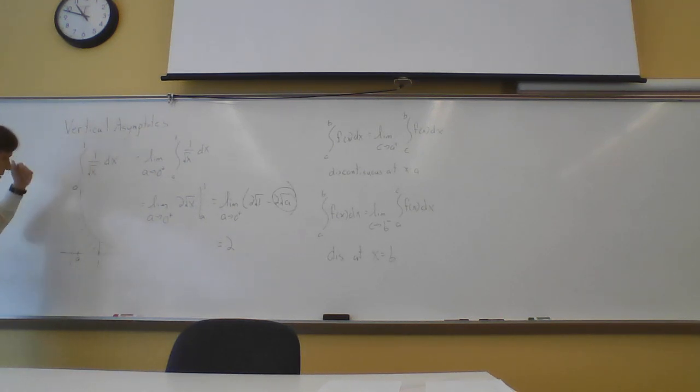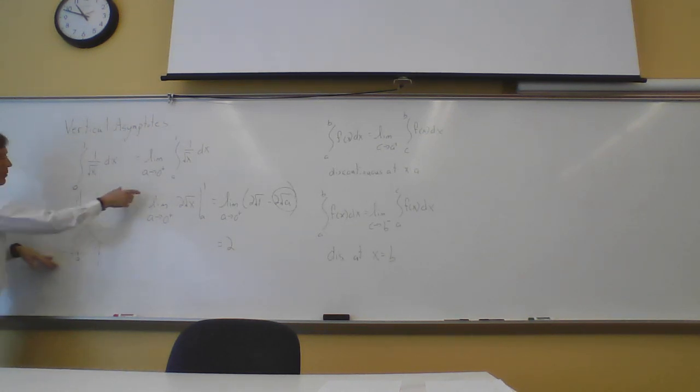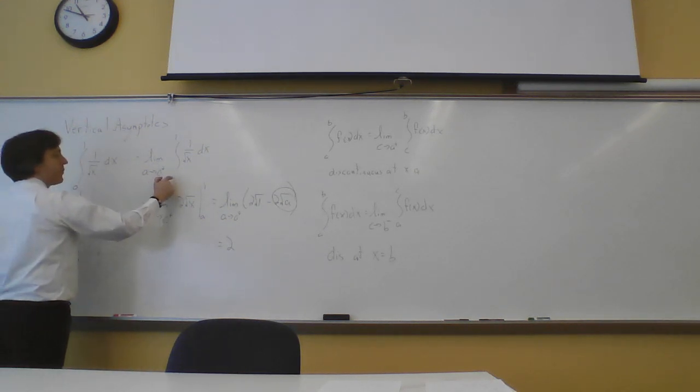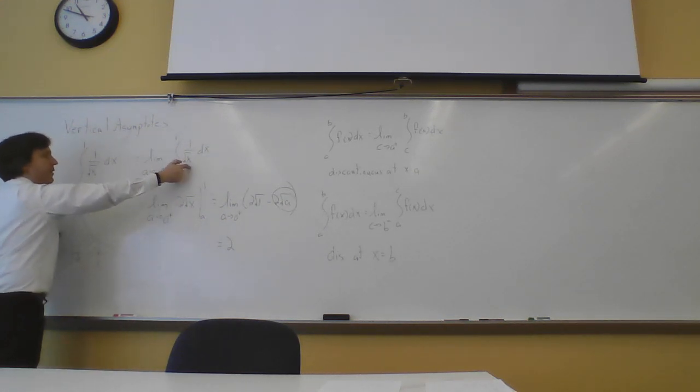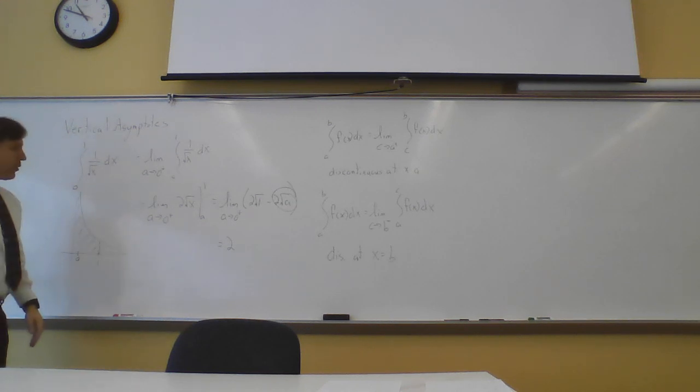the area just seems to go on forever. So the question is, does this integral exist? Can we figure out what it is? So what we're going to do is we're going to have an a value. We're going to shove it towards 0. We're going to take the limit as this a goes to 0 from the right, of the integral from a to 1 of 1 over the square root of x dx.